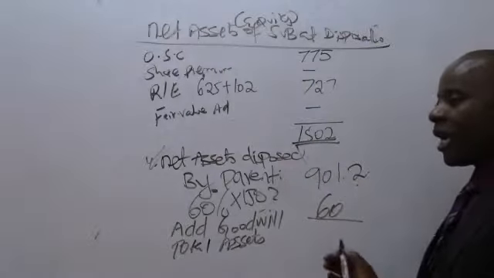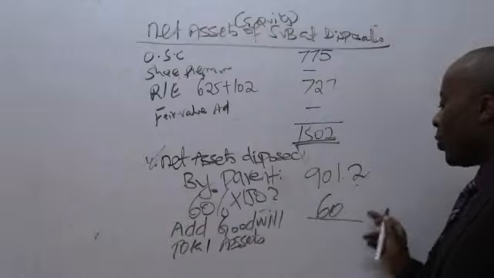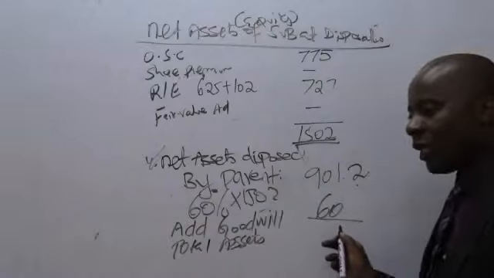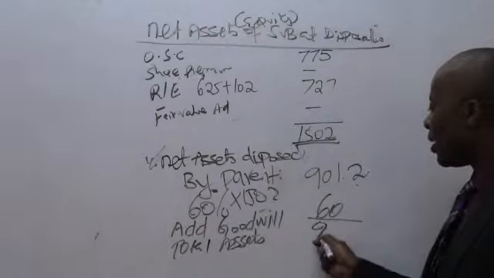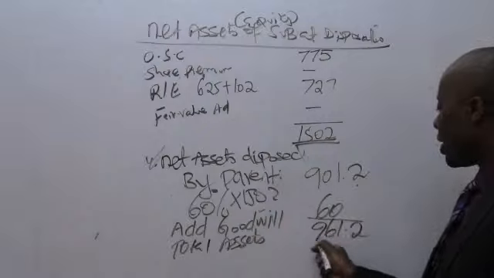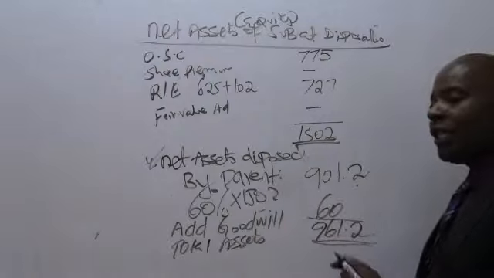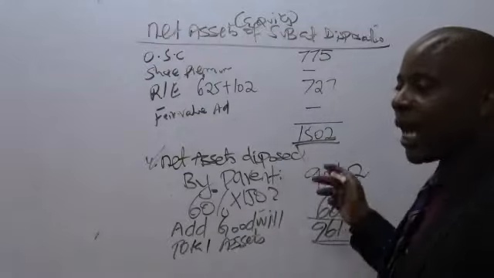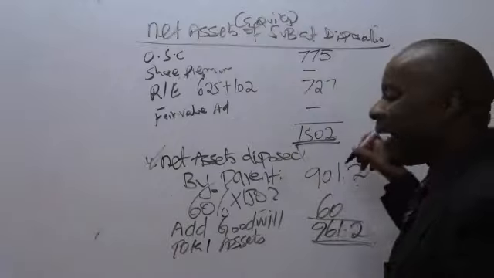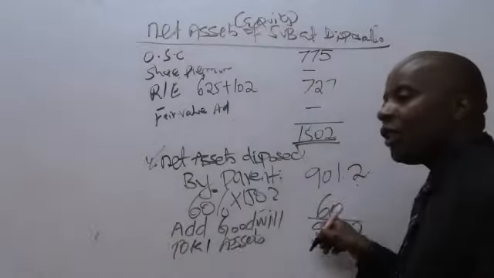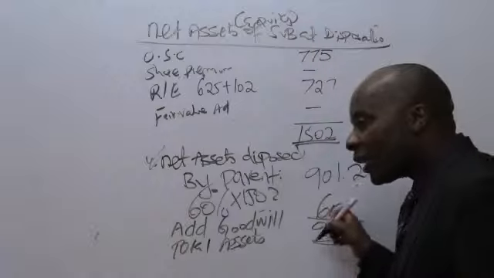Please give me a figure. 901.2 plus 60. This will give me what figure? 961.2. So this is the amount that this parent company had injected into this particular subsidiary. This is the worth.